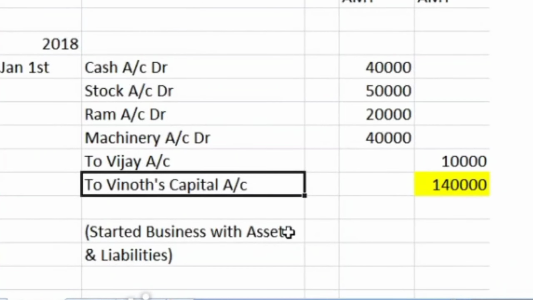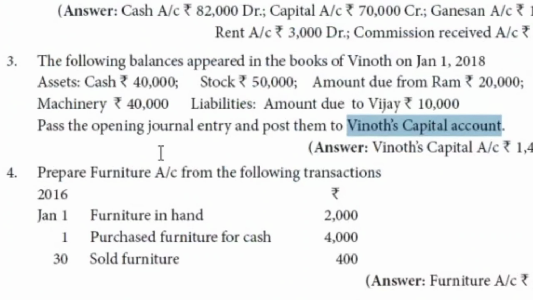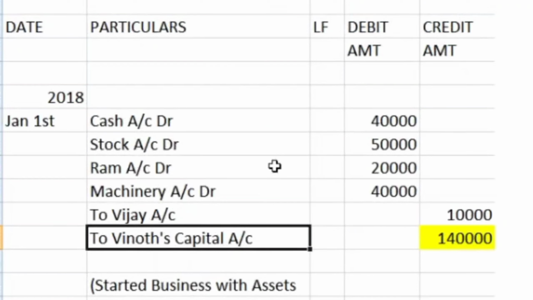Now what we have to do is take this journal entry. This is one full journal entry. We must take this and record it into Vinod's capital account. In the sum, they've asked us to pass the opening journal entry and post them to Vinod's capital account. So you must take it and record it into Vinod's ledger account, Vinod's capital account. So let's take a double page and start Vinod's capital account.